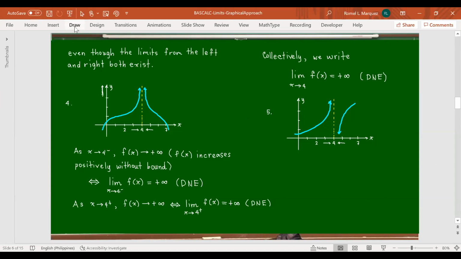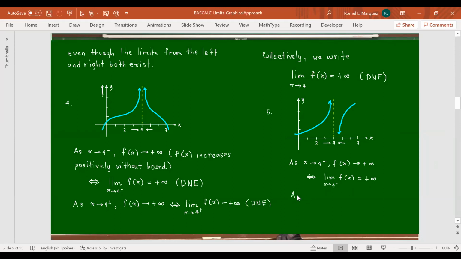What about this? What can we say about the behavior of f of x? As x approaches 4 coming from the left, what can we say about f of x? Positive infinity po. Or equivalently, how do we write this? The limit of f of x as x approaches 4 coming from the left is equal to positive infinity po. Look at how the notation is written, ha?